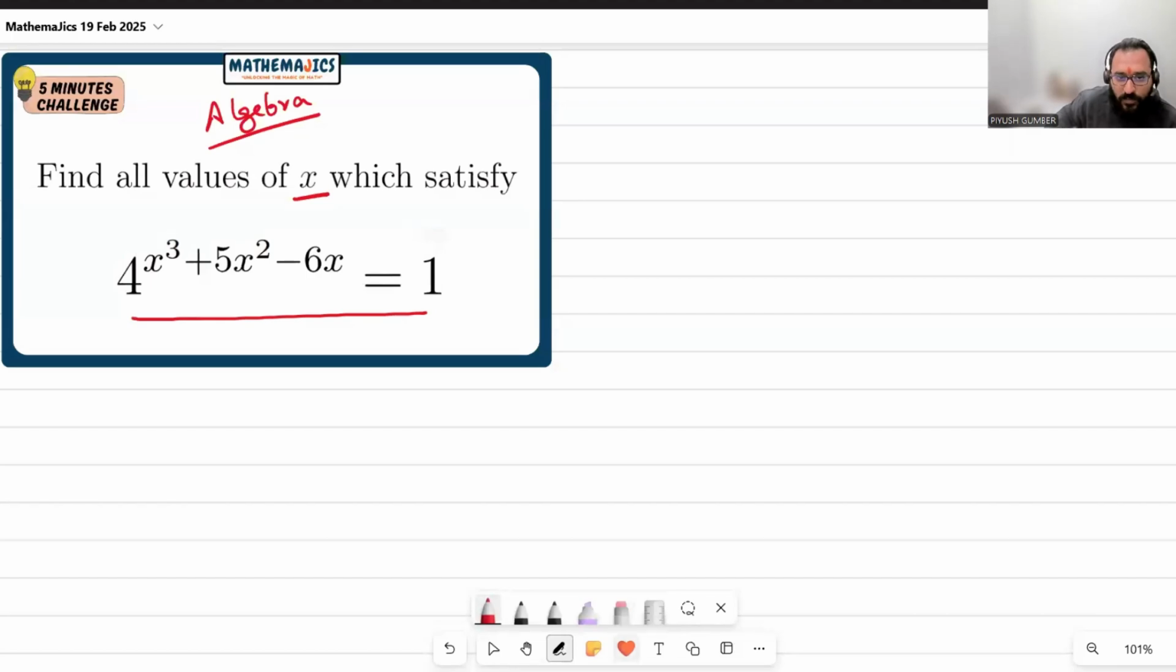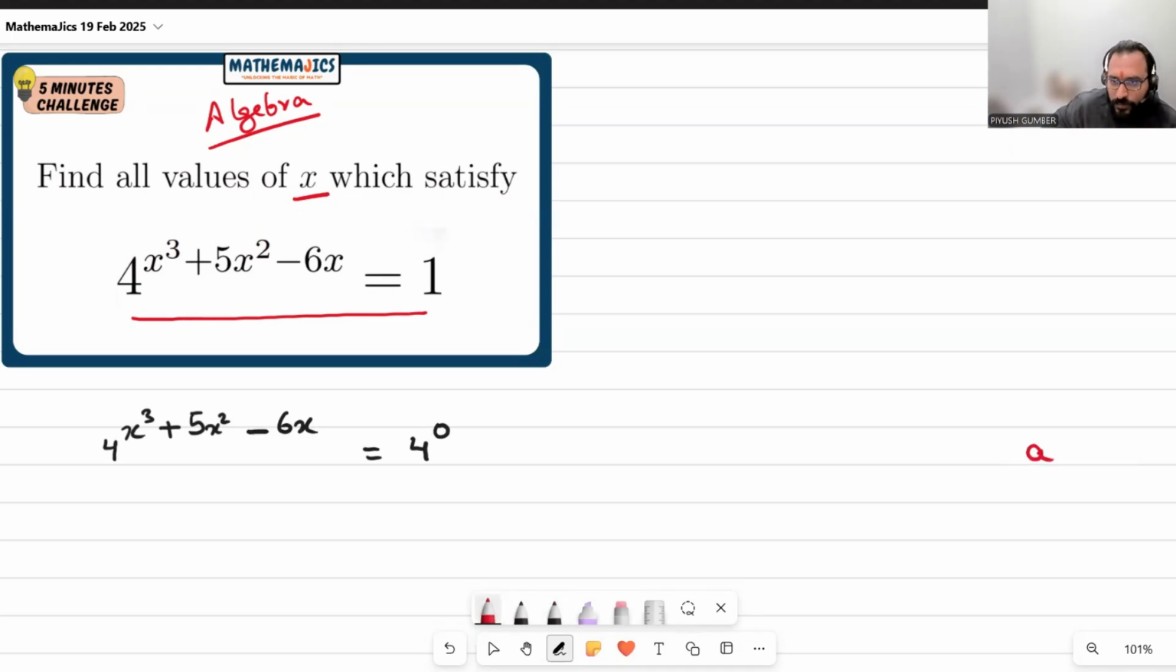So we can rewrite this equation. We can rewrite this as 4 raised to power x cube plus 5x square minus 6x is equals to 4 raised to power 0. Why? Because any number raised to power 0 gives us 1. So I'm writing 1 as 4 raised to power 0.